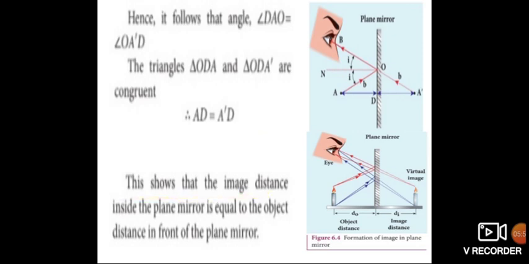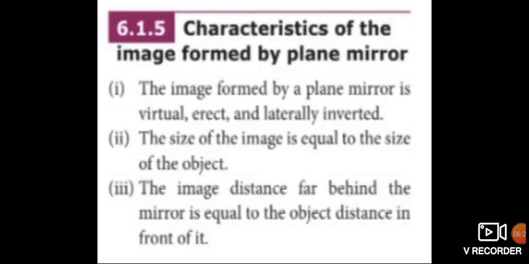This shows that the image distance, that is DA dash, inside the plane mirror is equal to the object distance. It is equal to AD. DA dash is equal to AD, what is the meaning? The image distance inside the plane mirror is also equal to the object distance from the plane mirror.